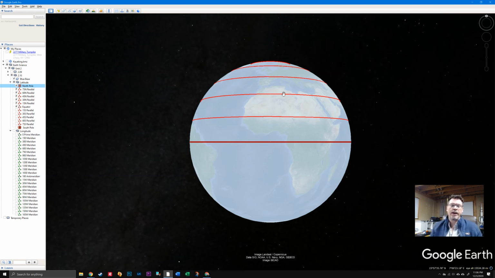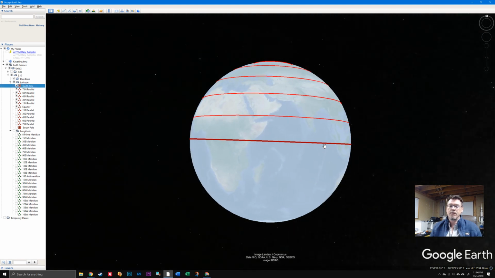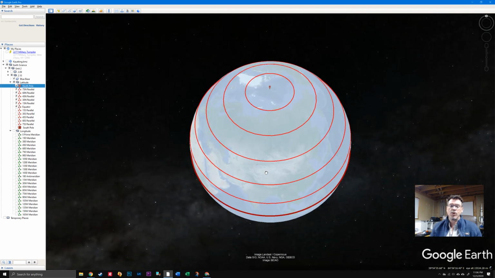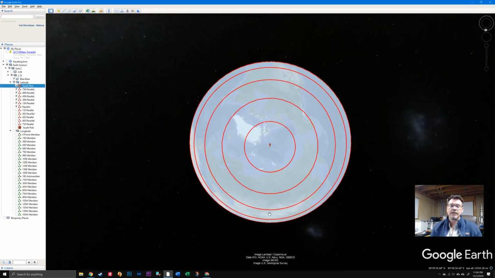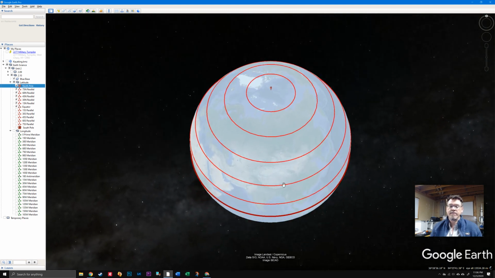Now, you'll notice that the lines look a little curved, but what we want to recognize is that they are parallel. If I spin the Earth here, those lines are never going to cross. As a matter of fact, I can look at them from the North Pole, and they look like concentric circles. So again, they never cross.